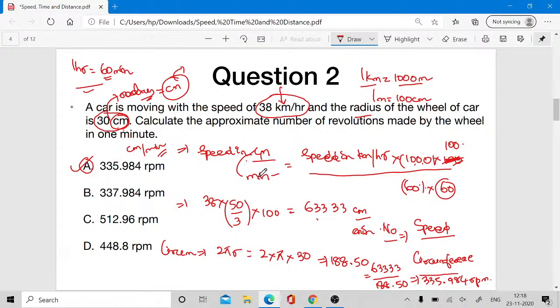335.984. Speed in centimeter per minute. Then find out the circumference of the circle. दोनों को divide करो. You'll get the right answer. Clear? Okay. Chalo, let's move on to the next question now, right?